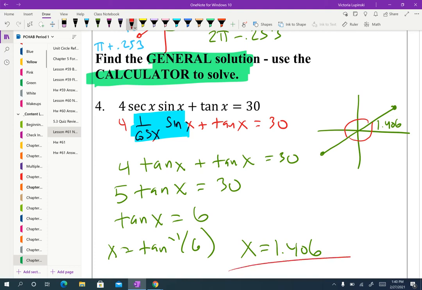So my answer here for the general solution is if I start at 1.406 and then I simply keep going around multiples of pi n. That's going to give me all my answers. And yes, you can still use pi n or 2 pi n or pi over 2n. Just because you need a decimal for the 1.406 doesn't mean you have to worry about the decimal for the pi values. So hopefully those 4 examples help to refresh you on how you're going to use the calculator.